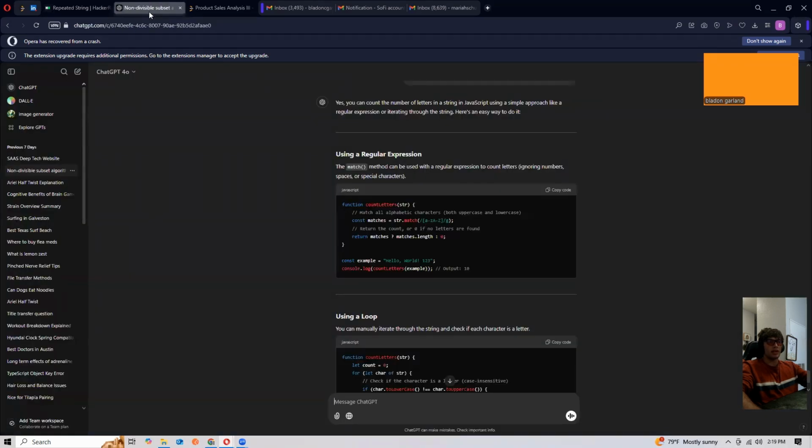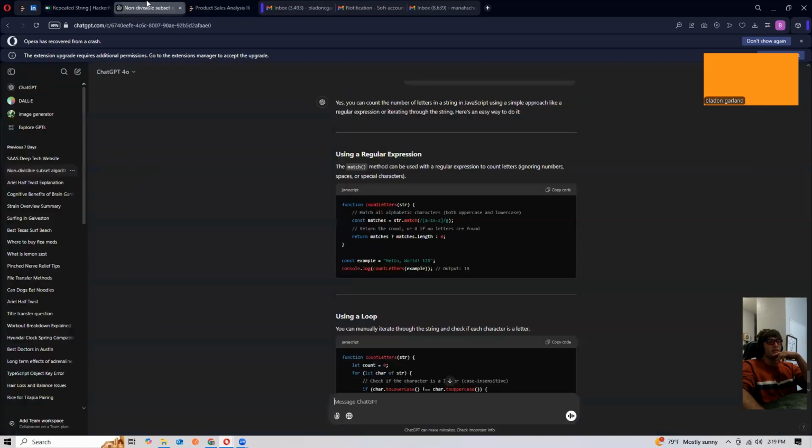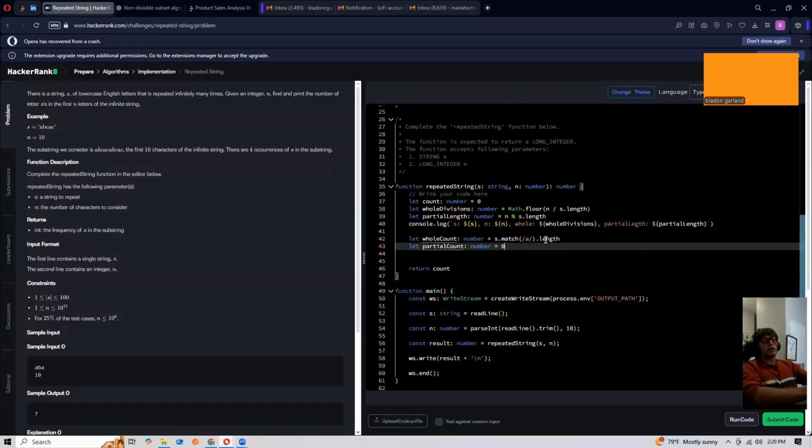Why is it being like this? They're forward. Okay, so that's why. So I'm gonna match. I suck at this. I need to go back and do more regex patterns. Okay, cool. So we got the whole count and now the partial count.